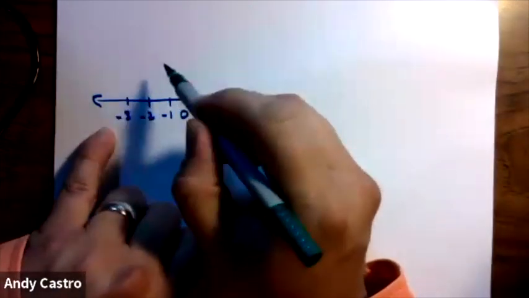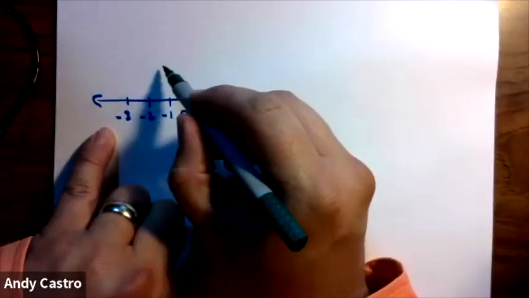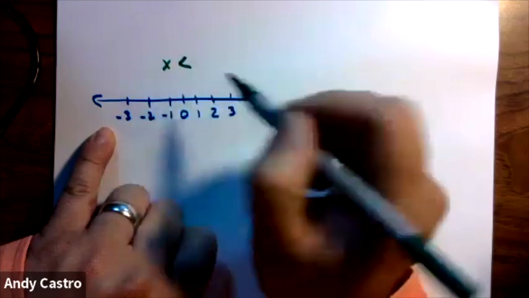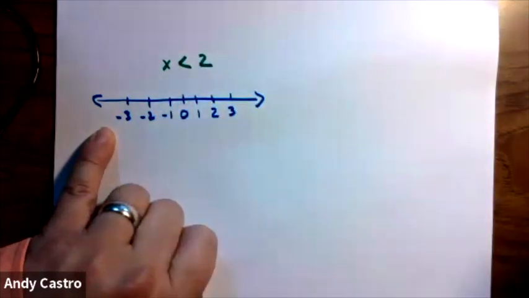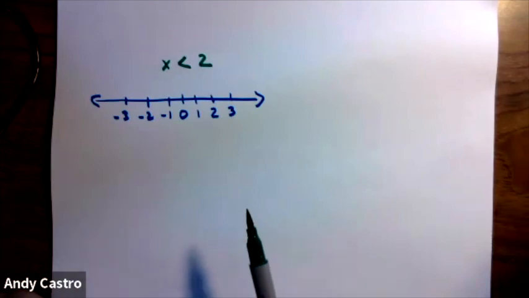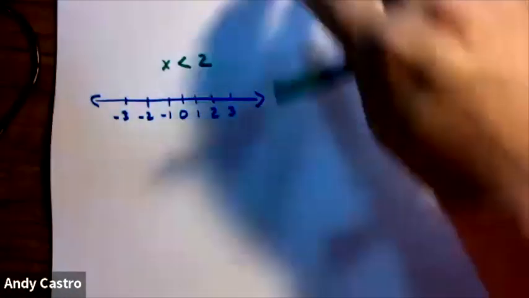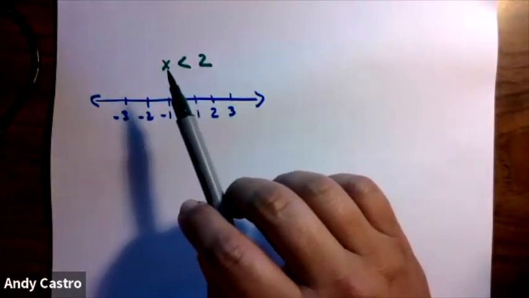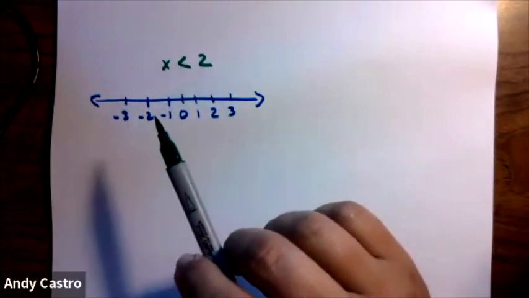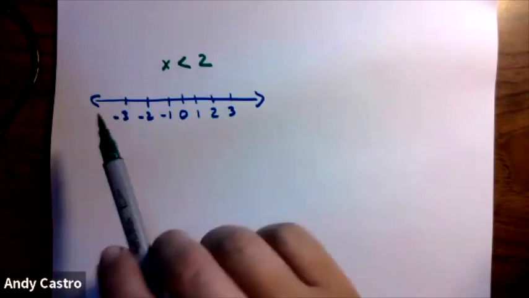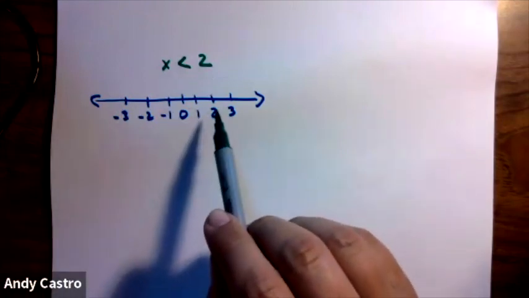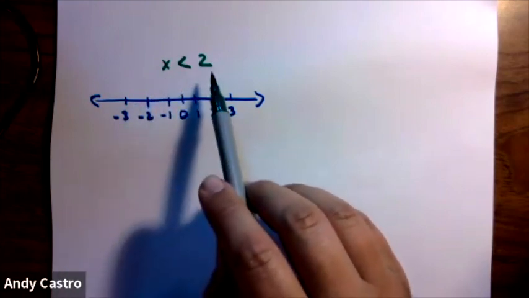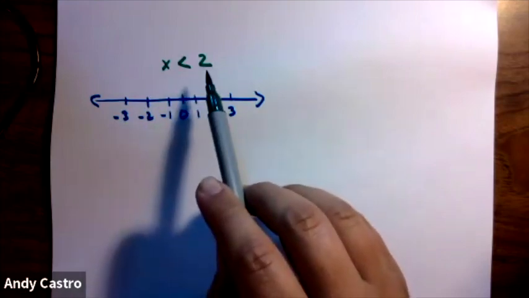So if we look at the inequality of x is less than 2, how do we graph that? Well, first of all, we can recognize that x can be any number that's less than 2. So clearly -3, -2, anything off this way. But how far up does it go? Can x be 2? This is the question we need to ask. And x cannot be 2.